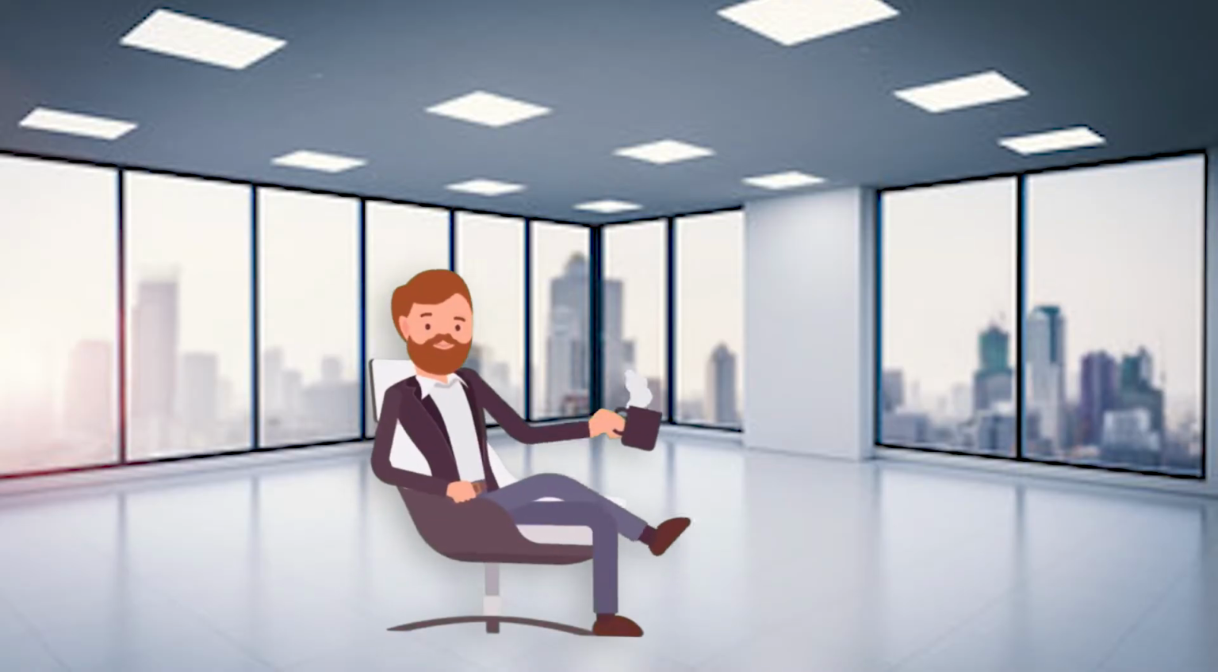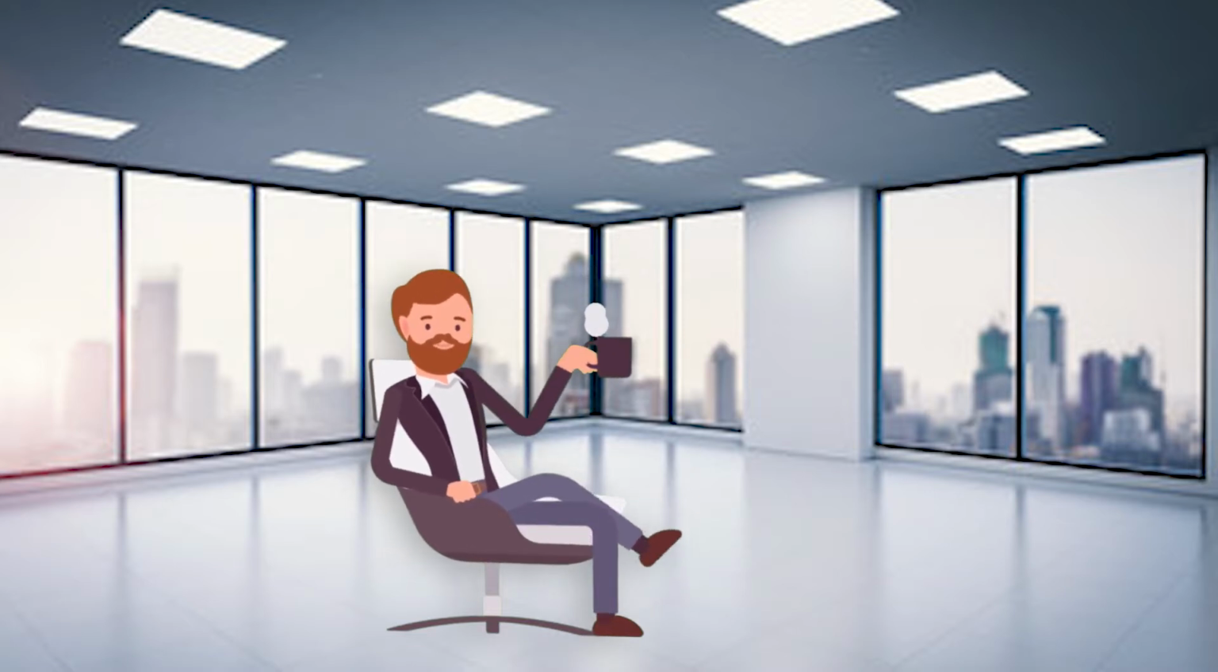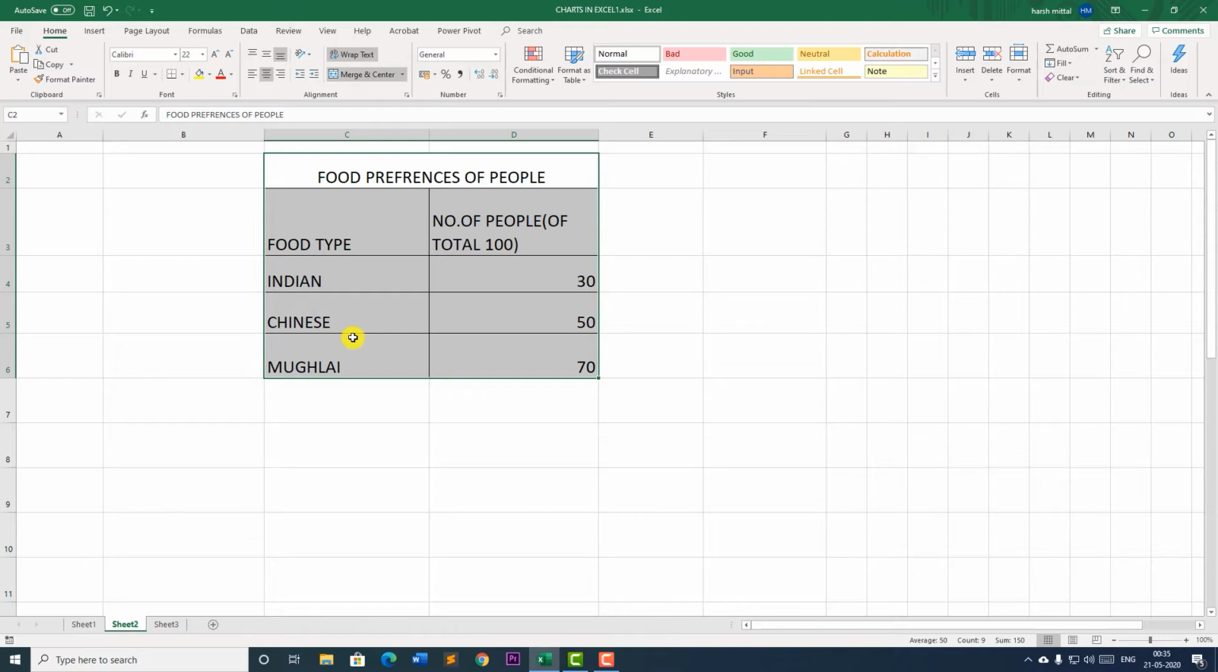Let's see. Now here is another group of people who have a restaurant, and in that restaurant around 100 people come, and out of the total 100 people, around 30 like Indian, around 50 like Chinese, and 70 like Mughlai. Of course, these people take other kinds of food also. Like people who like Chinese sometimes order Indian. Also, people who like Mughlai food order Chinese at times. But on average, this is how his food is being prepared every week. So now the restaurant owner also wants his data to be presented in the form of charts.